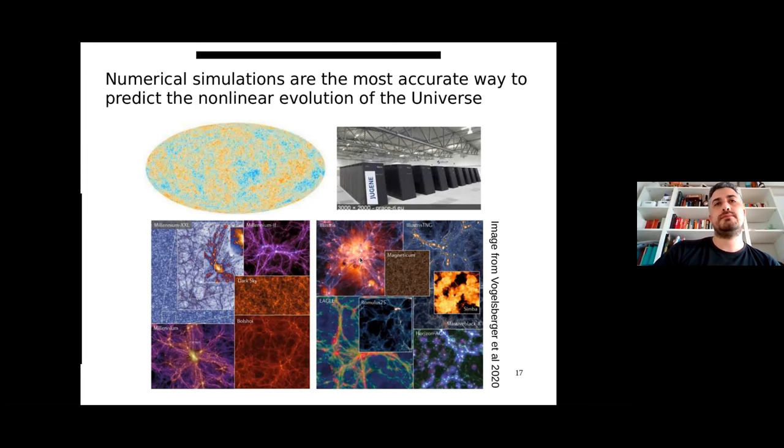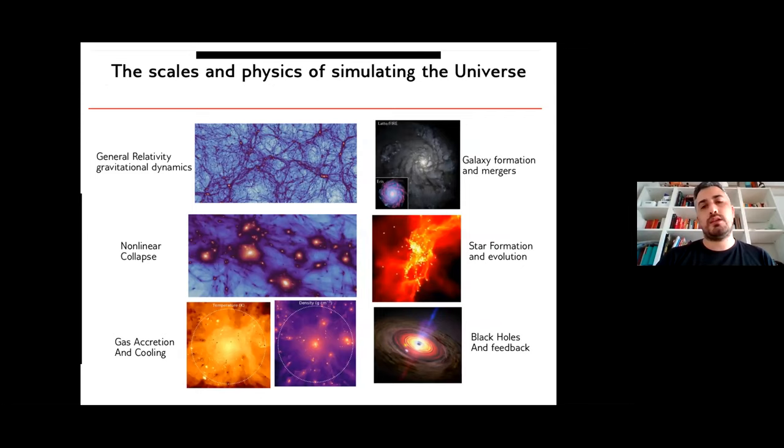And it's actually a super, super interesting topic because it involves a lot of different physics, right? So on large scales, we are dominated by general relativity and in general gravitational dynamics. But as we start focusing on the smaller scales, there's also gravitational physics that determines the collapse of some fluctuations. And in these fluctuations, there will be accretion of gas and cooling, and this gas eventually is going to fragment and form stars and galaxies. And then they are going to merge and evolve and grow and so on.